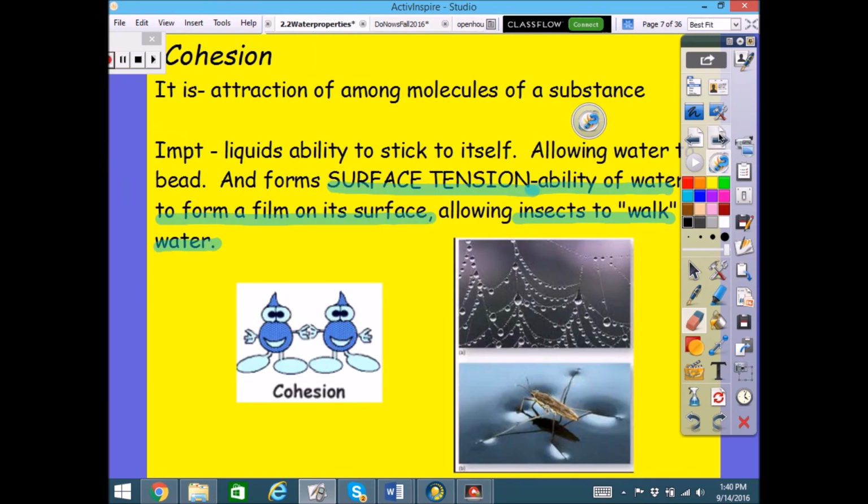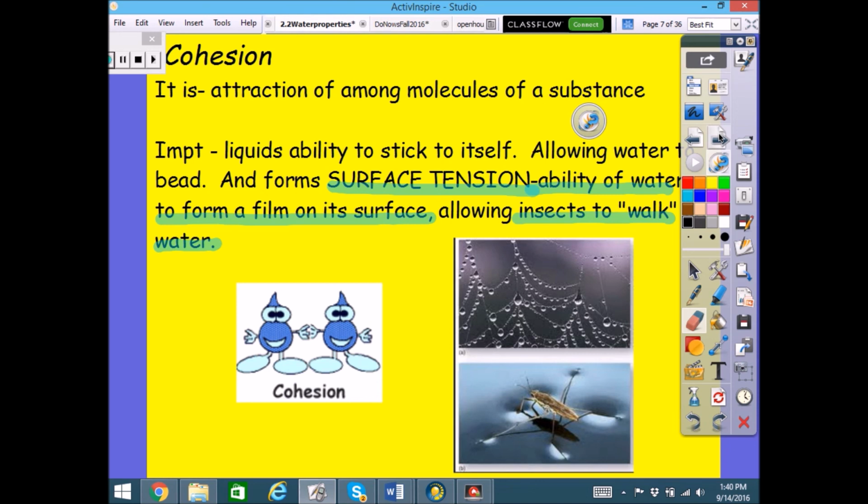Next, cohesion. Cohesion, I want you to remember that picture right here is water sticking to water. Cohesion, water sticking to water. It leads to forming what is called surface tension. Surface tension is the ability of water to form a film on its surface. Insects have the ability to walk on water and survive in their ecosystems because of this feature. You can think of skipping rocks. The only way you're able to skip a rock is one, it's smooth, two, it's not too heavy. So it's just enough to not break the surface tension.